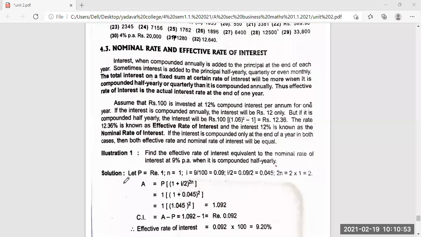Girls, are you able to see my screen? Girls, are you able to see my?